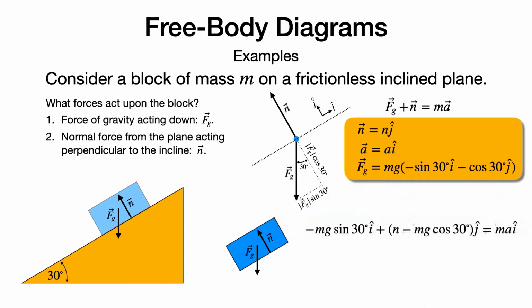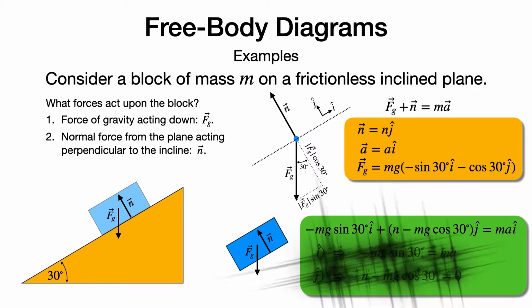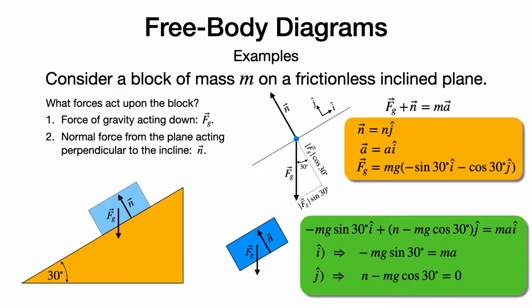And we can now write out Newton's second law in terms of the components. And considering, first of all, the i hat direction, we can read off from this equation that minus mg sine theta is equal to the mass times the acceleration along the incline. And from the j hat direction, we see that the normal force minus the mass times the gravitational acceleration times cosine 30 degrees is equal to 0. So the j hat equation will tell us the magnitude of the normal force, and the i hat equation we can solve for the acceleration.